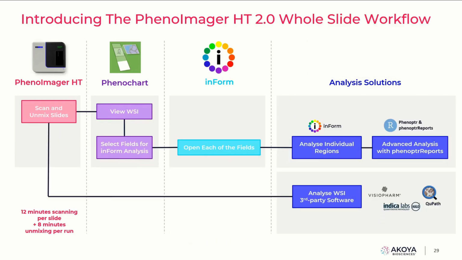With the new HT 2.0 upgrade, we brought the unmixing on board with the instrument. With this, the unmixing time is now reduced to just 8 minutes per run. And we did a recent webinar on all the details of this new workflow that is available under the Akoya Academy webinar section on our webpage. The best part about this upgrade is that the QPative file you receive from the Imager HT is now already unmixed and is analysis ready.